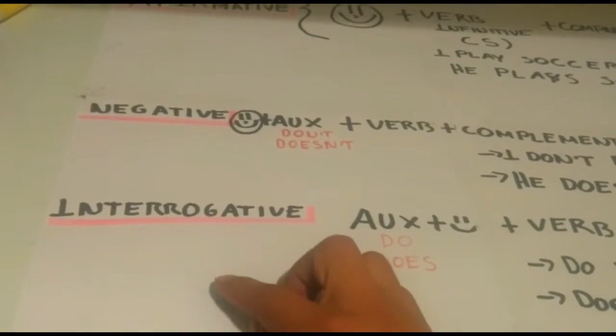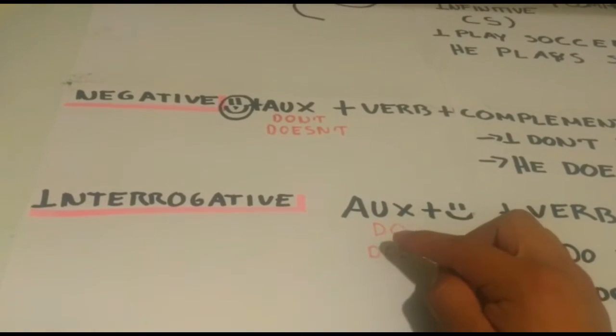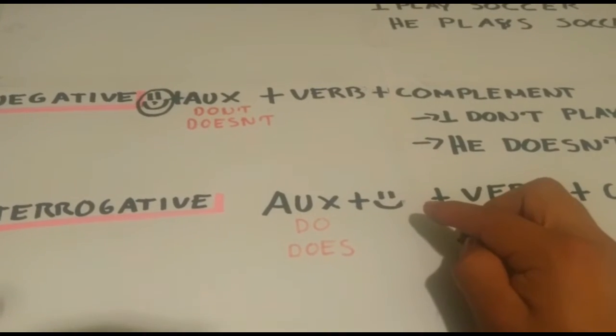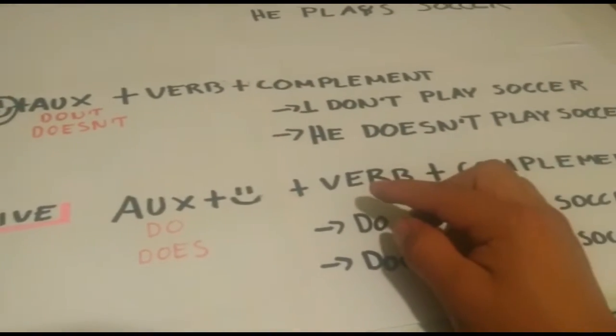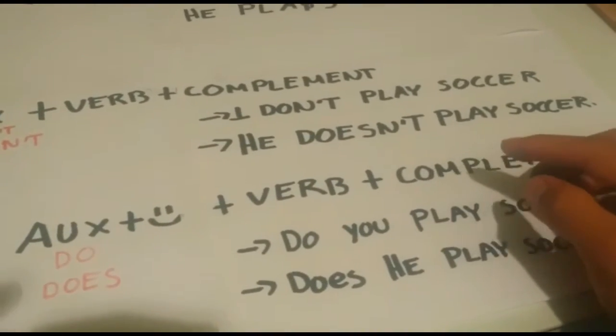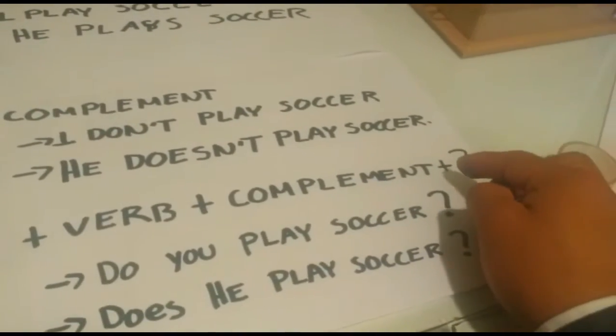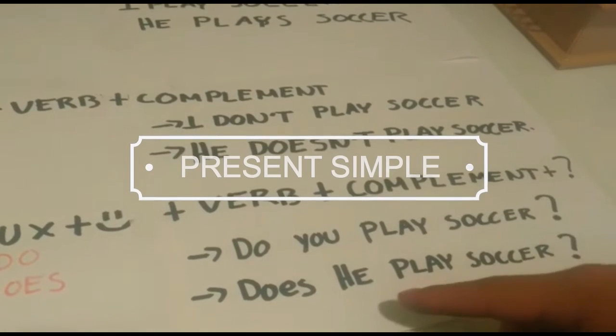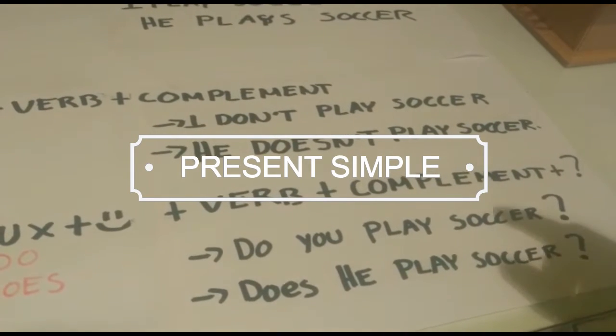In the interrogative form, we use auxiliary do or does after the subject and verb after complement and the question mark. For example, do you play soccer or does he play soccer?